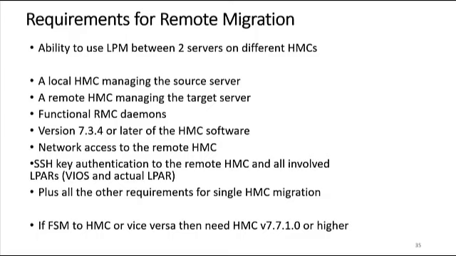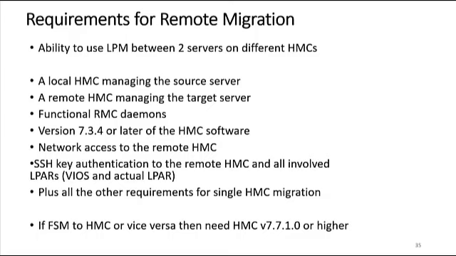The first thing you have to have is a local HMC managing your source and a remote HMC managing the target. They don't have to be at the same level, but they do have to be at compatible levels. You have to have functional RMC daemons, and obviously we have to have network access to the remote HMC. So the first thing you have to do is set up an account. I used LPM account, and set up SSH key authentication to the remote HMC and to all of the involved LPARs. Otherwise, it's just all the normal requirements that you would have when you're doing a single HMC migration.